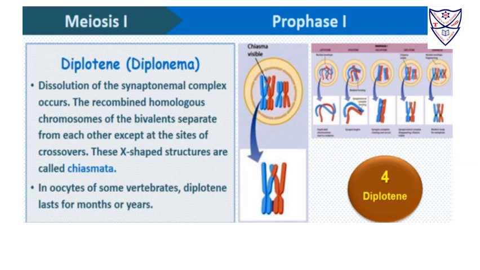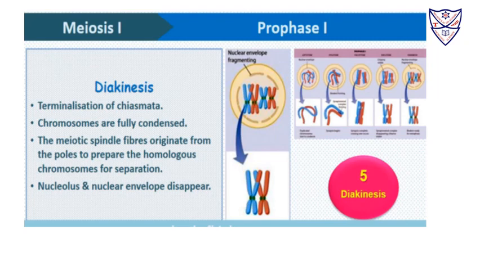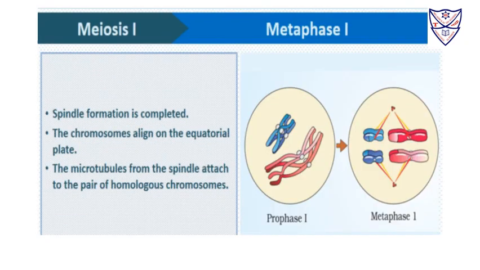Then we come to the next stage, which is diakinesis. Here there is terminalization of chiasmata. The chromosomes are fully condensed. The meiotic spindle fibers originate from the poles to prepare the homologous chromosomes for separation. The nucleolus and the nuclear envelope disappear at the end of this stage. So this is what happens at the end of meiotic prophase.